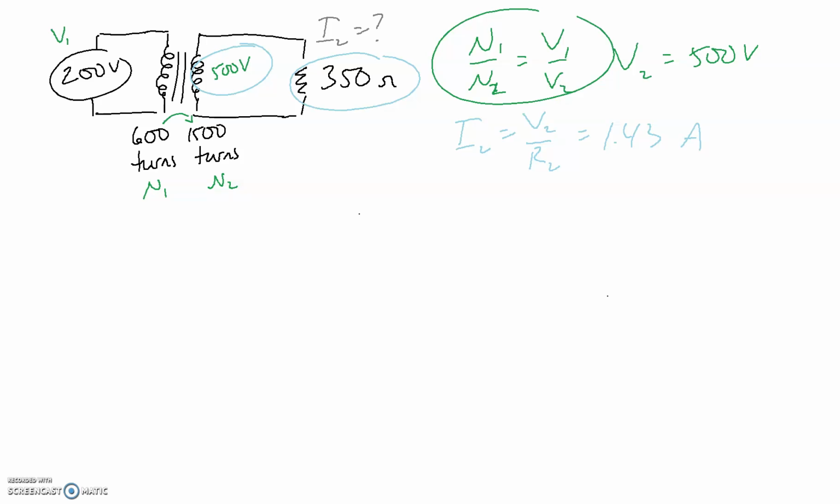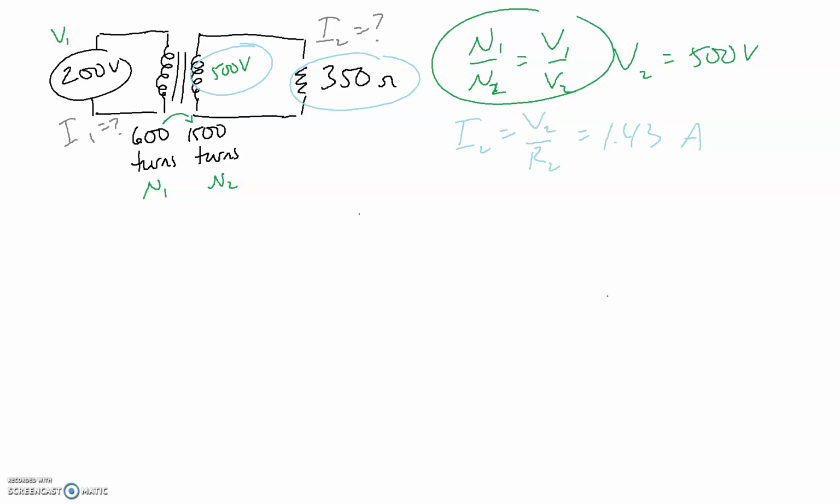Okay, well, let's expand on this a little bit. What is the current on the first side? What is the first current? Well, first of all, I can just look at it a little bit here. I've got 1500 turns down to 600 if I go backwards. If my turns is going to get smaller, my voltage gets smaller, my current is going to have to get bigger.